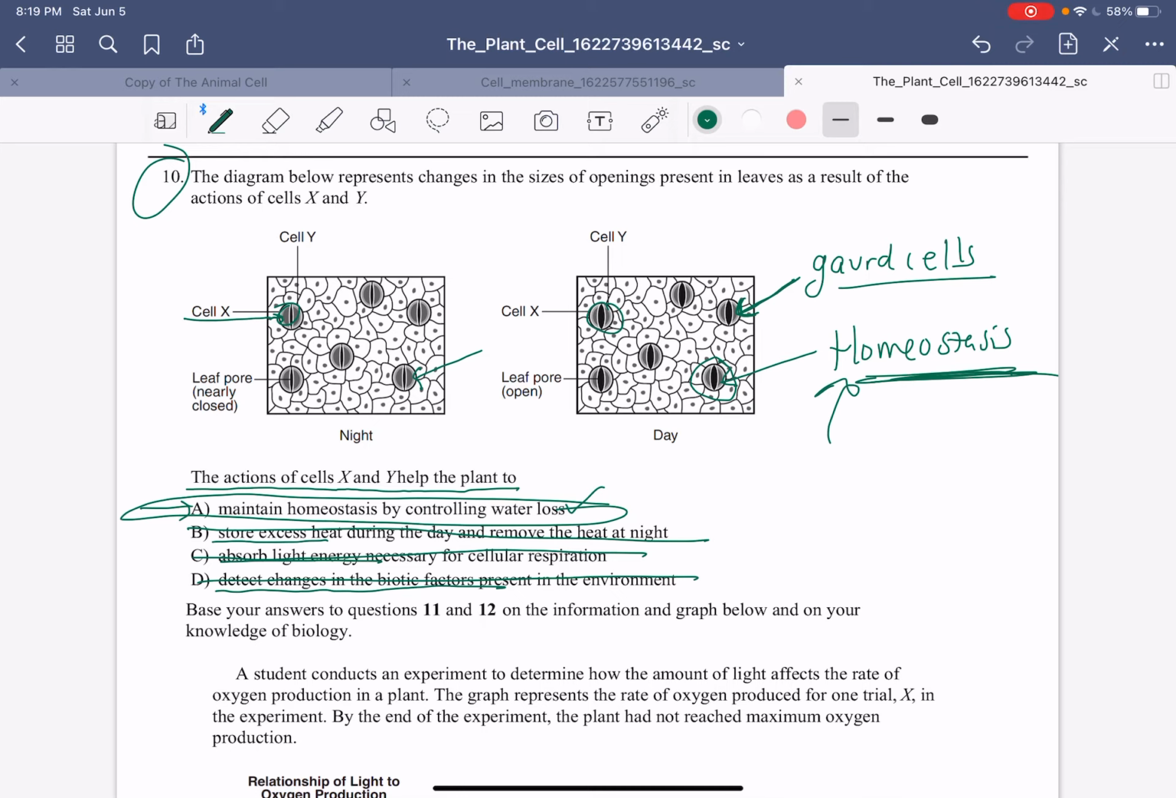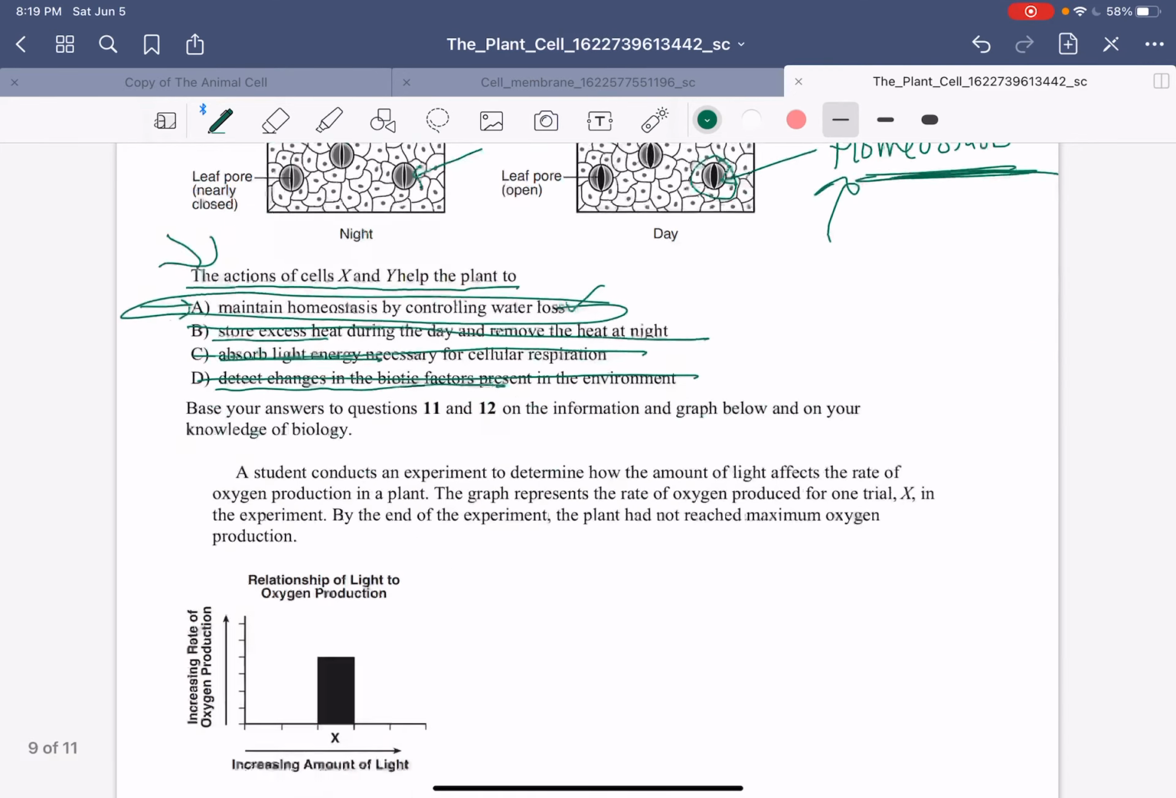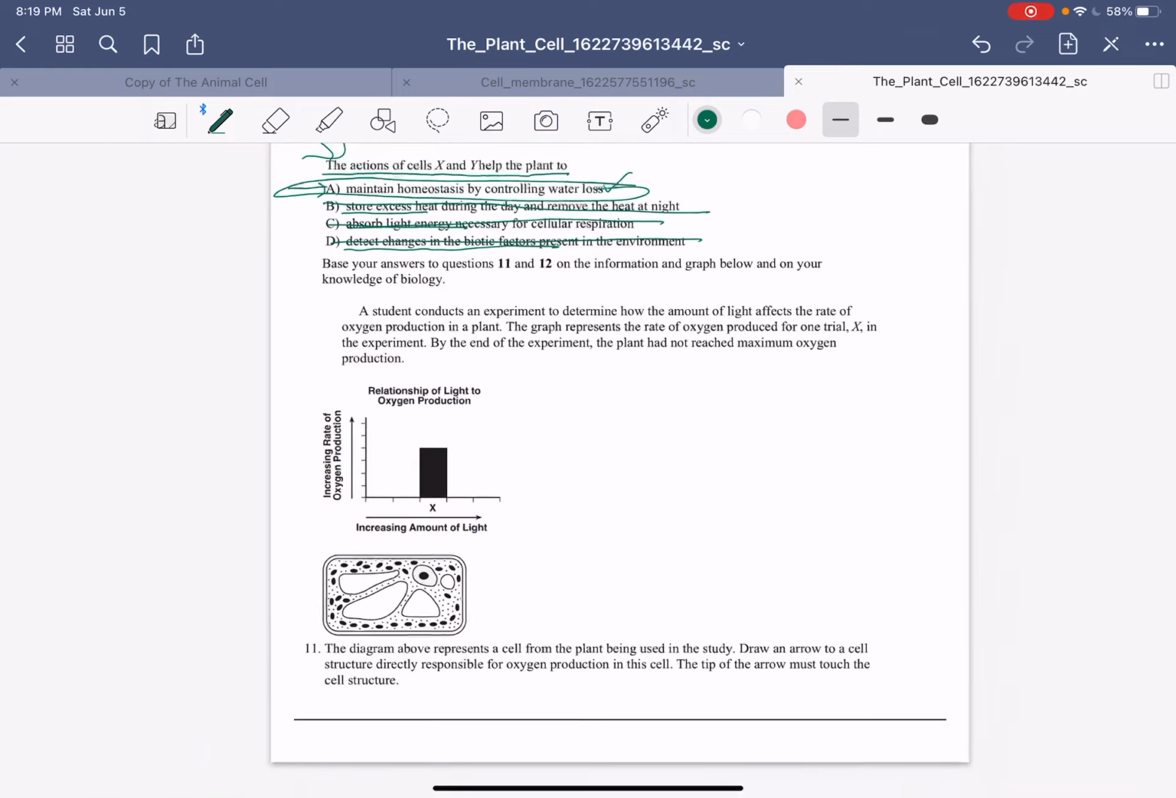Don't you love seeing complicated questions and then at the end realize that it's just super duper easy? Once you know, that's it, you know. Guard cells, super cool. Okay.